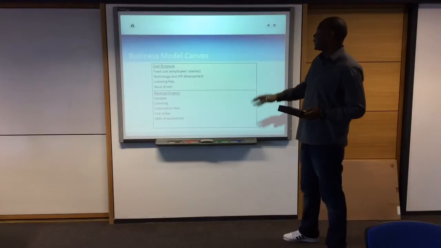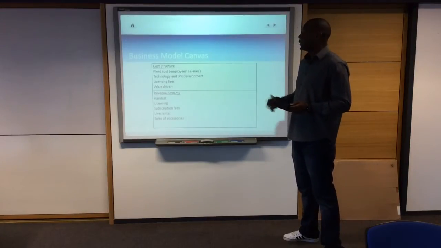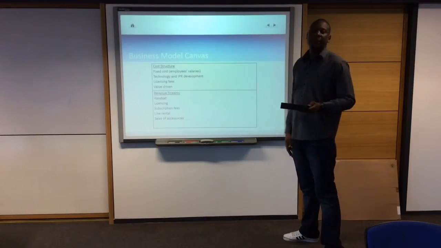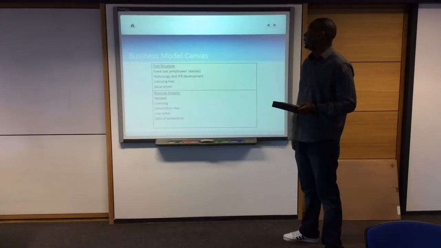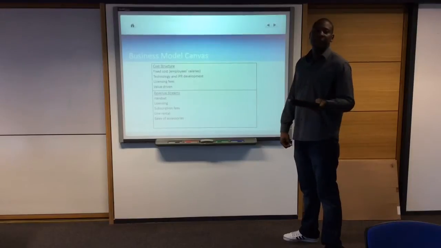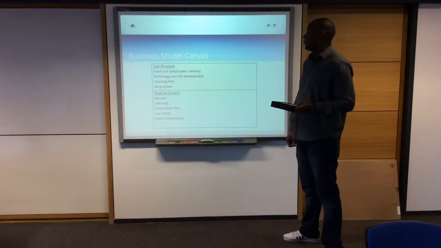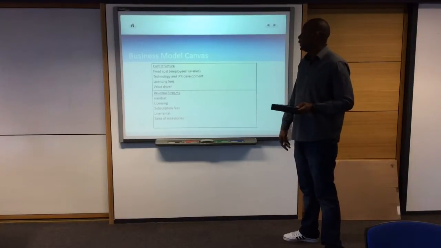Right, this is our cost structure. So our fixed costs, for example, employee salaries and expenses, technology and IP development, licensing fees, all these are value driven.